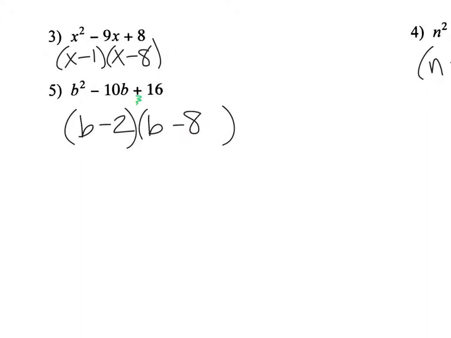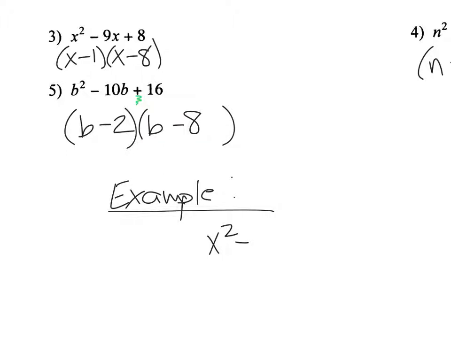I'm going to write an extra example down here, one to help me check notes, but two, to also give you some more practice. So let's do this: x squared minus 23x minus 50. There we go.